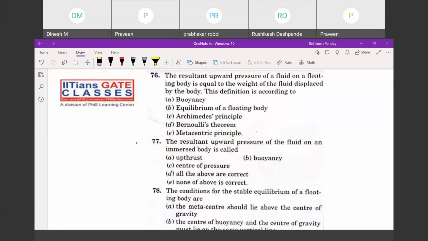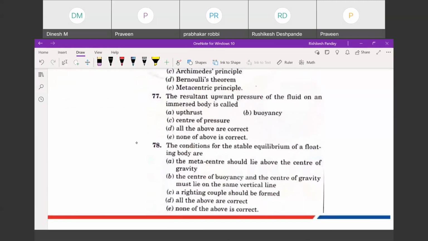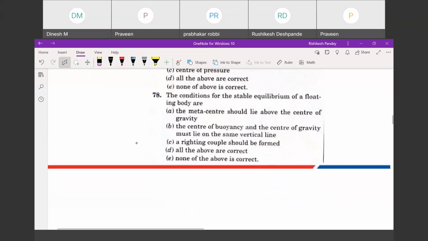Okay, now next, question 77. Yes, this is B, because here it is asking the resultant upward pressure of the fluid on an immersed body. So this is your buoyancy. Question 78.